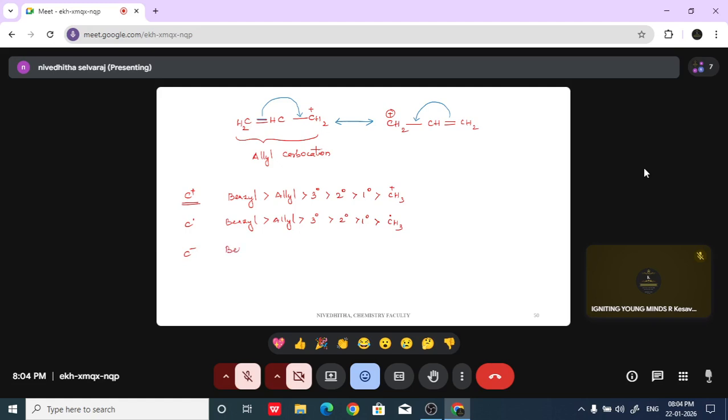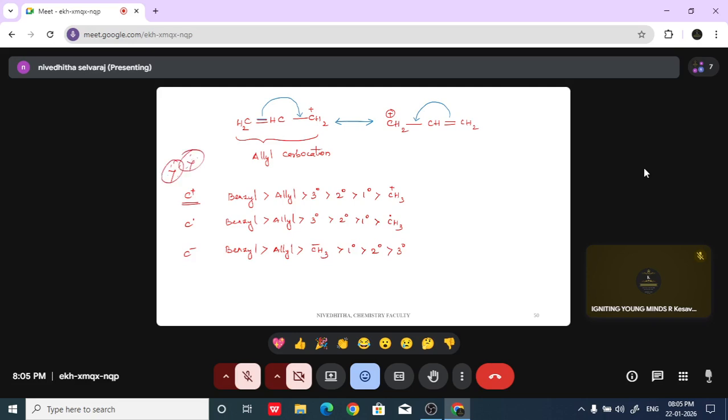there also, benzyl carbanion is more stable than allyl. Allyl is more stable than your methyl carbanion. Methyl carbanion is more stable than your primary. Primary is more stable than your secondary. Secondary is more stable than your tertiary carbanion. Okay. Is that clear? So this order is very, very important.